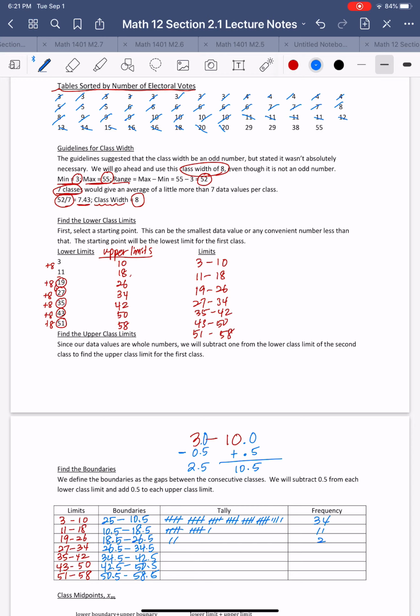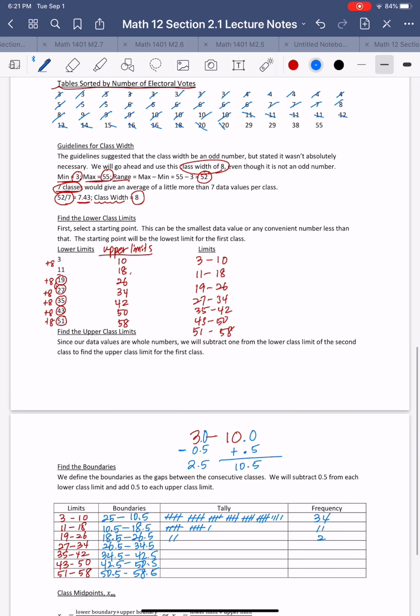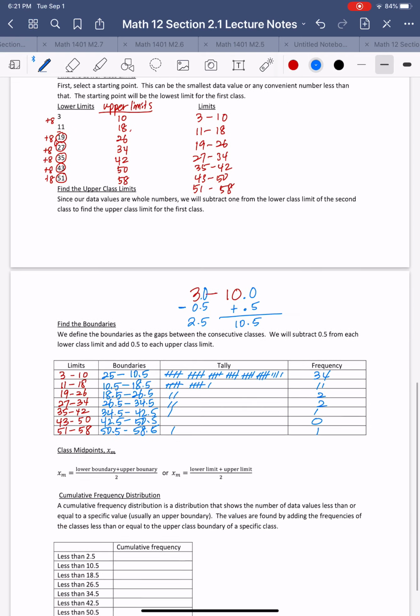And then the 27 to 34, there are 2. And then 35 to 42, there's a 1. And then 43 to 50 is none, which is a 0. And then 51 to 58, there's a 55, which is 1. So there's a 1, okay? So this is how you fill out the grouped frequency distribution, okay?